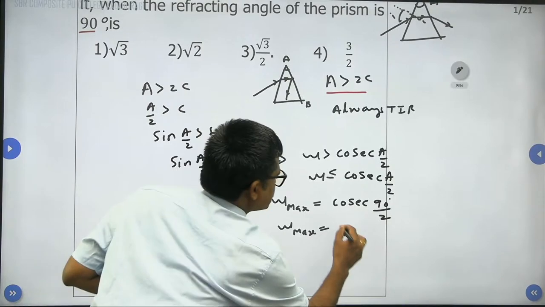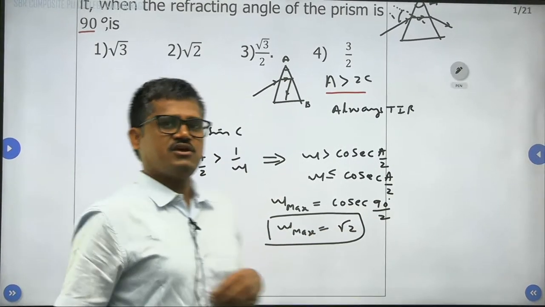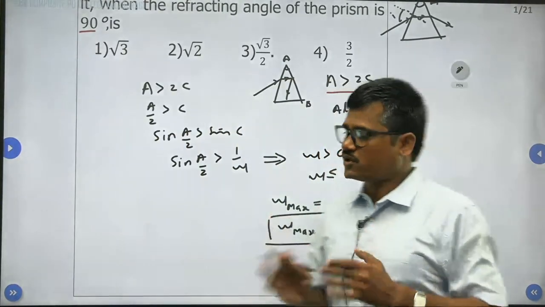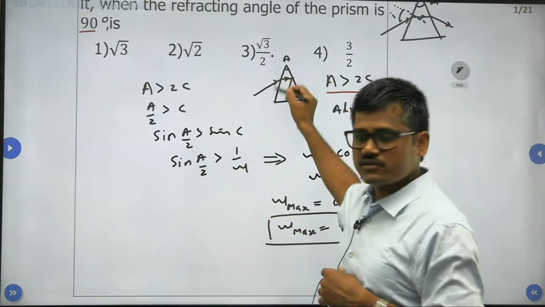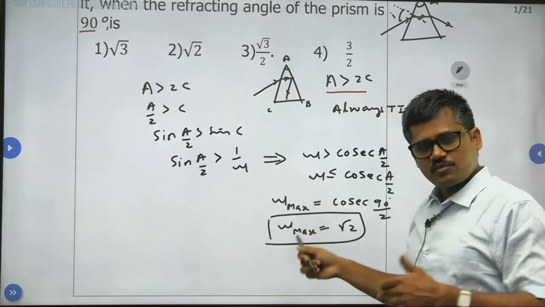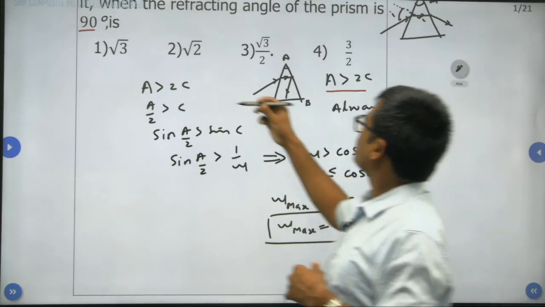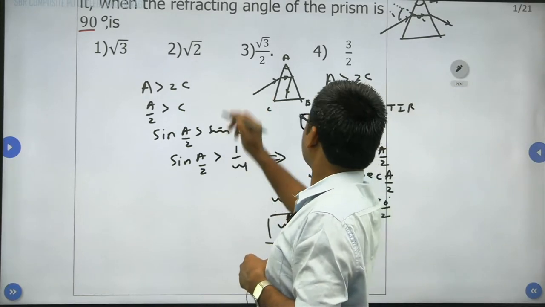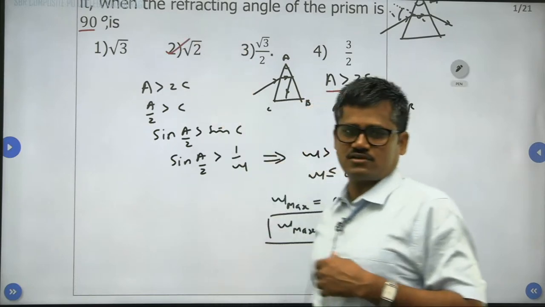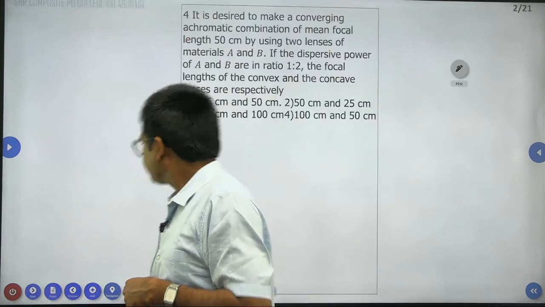Cosec 45 will be what? It will be root 2. So the maximum value of refractive index, so that the ray always passes through, is independent of the angle of incidence, whatever may be the angle of incidence at the surface AC. So it will always pass through. The maximum value of refractive index must be root 2. Got my point? Hopefully the answer for this is root 2. Okay. Now let me move on to the next one.